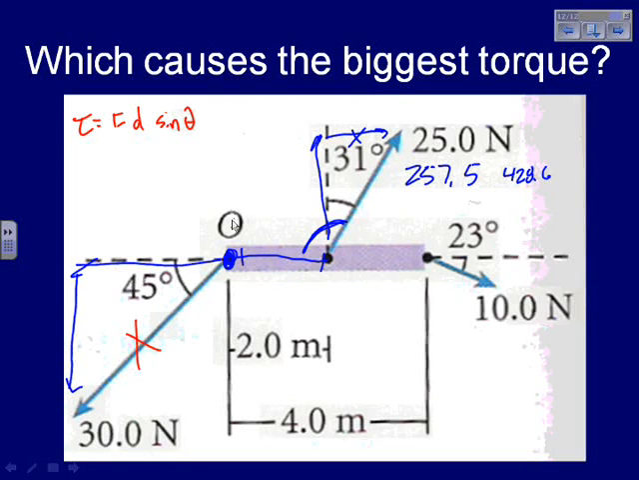That makes sense? Oh, that's fine. It's divided by, wait, 10. 42.86. Because I did 20 as the distance, not... Okay. So here, that's the torque that this one's causing. Okay. Does that make sense?